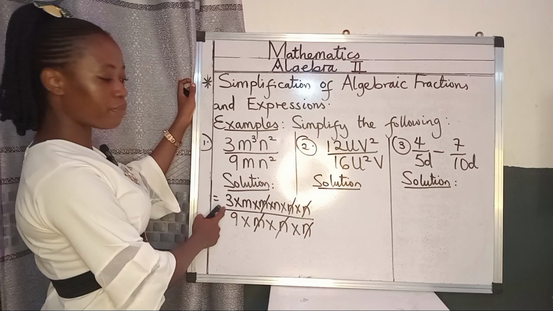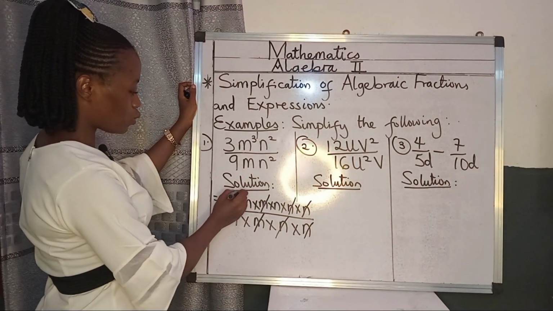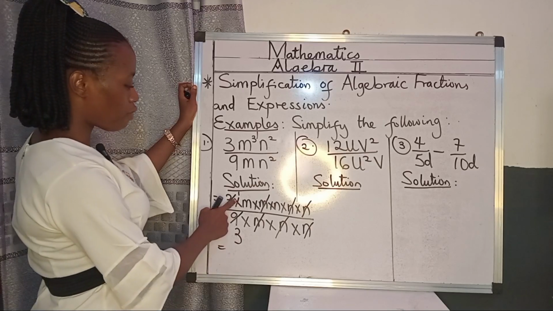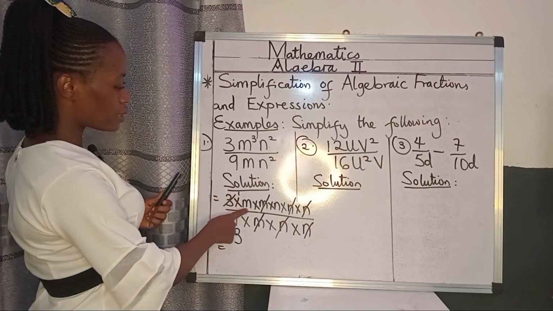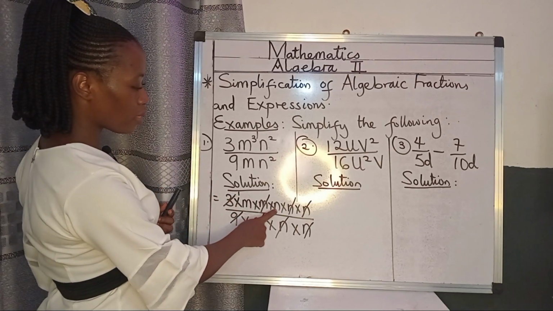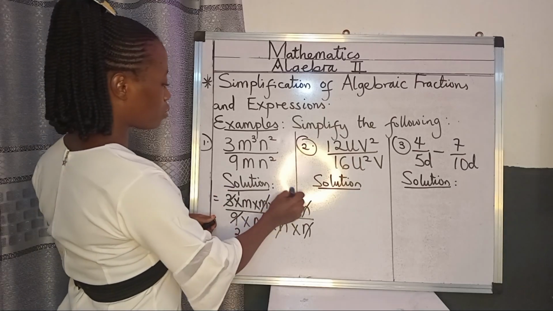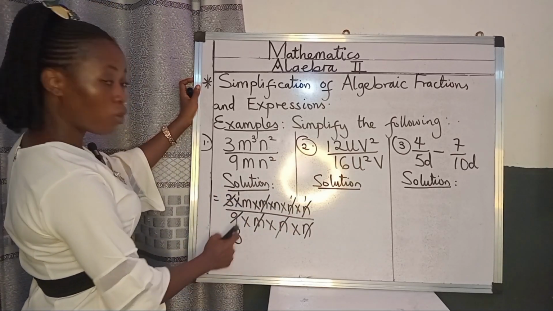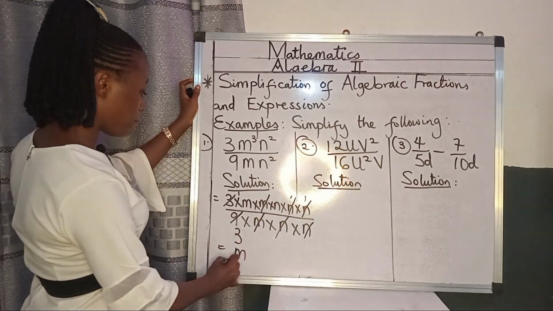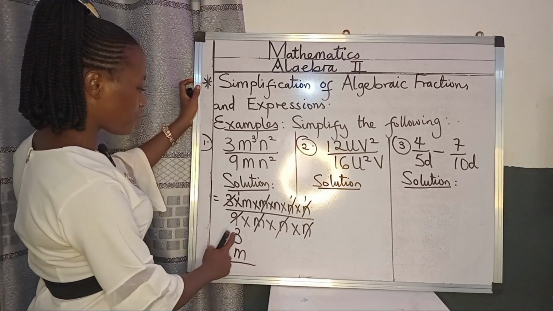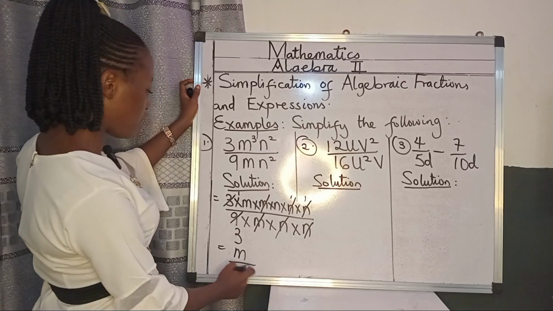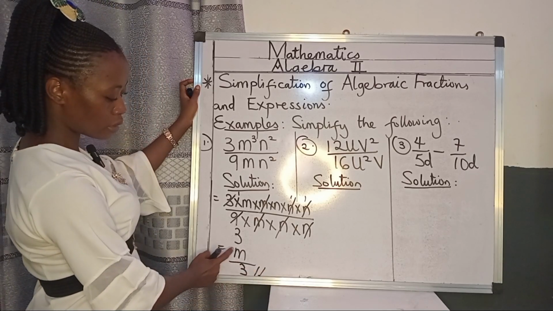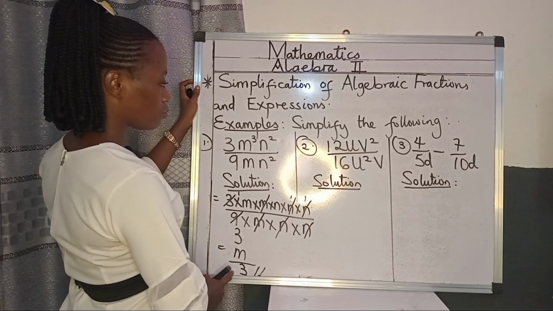Now we divide the numbers. 3 divided by itself is 1. 3 divided by 9 is 3. So here we are left with 1 times m times n, right? And all these are 1 times 1. So 1 times m is m. Now here we have just 3 left, okay? So we're going to have over 3. So our final answer is m over 3, all right?